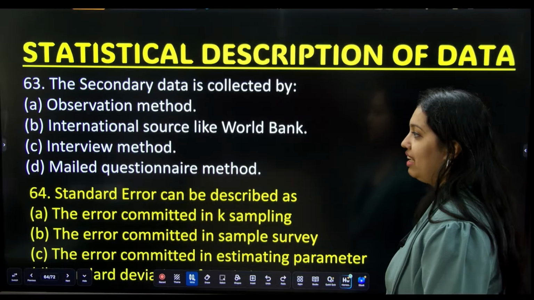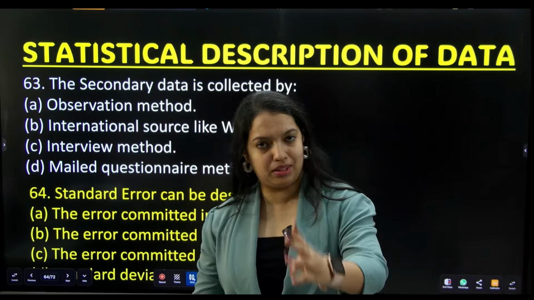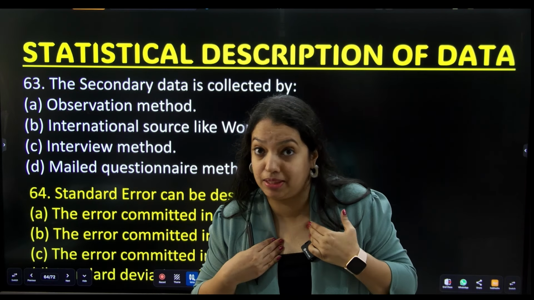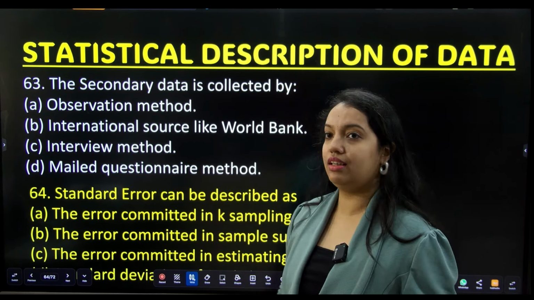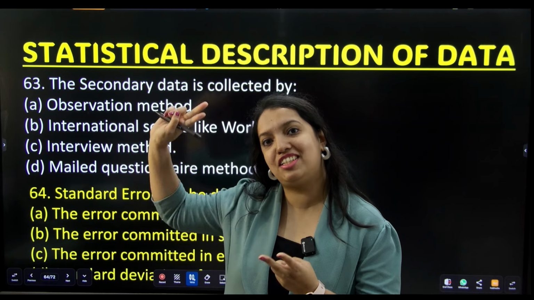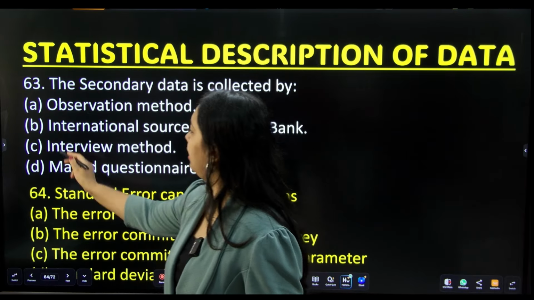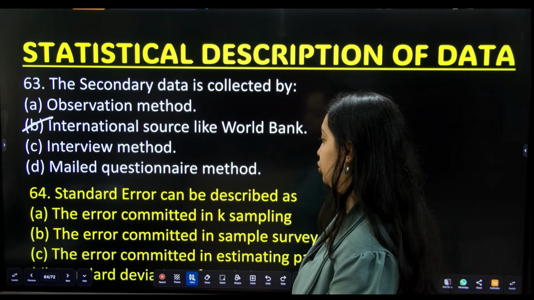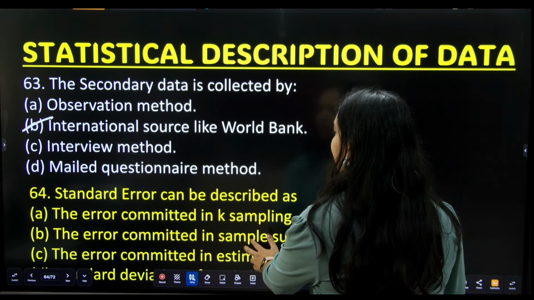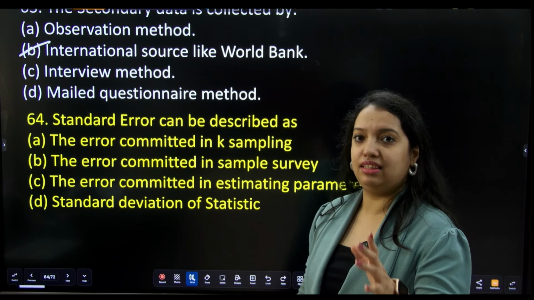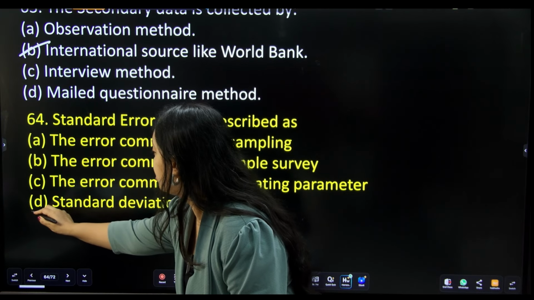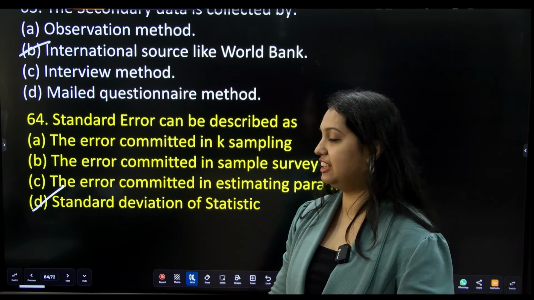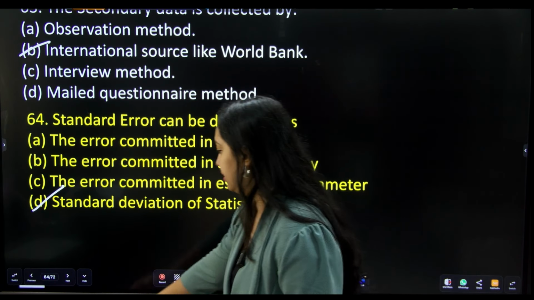Next, secondary data is collected by. There are totally 4 methods to collect secondary data. If I collect the data myself, it is primary data. If someone else collects it, it is secondary data. In secondary data, government can collect it, international source can collect it. So the correct option is option B, international source. Next, standard error can be described as, this is the only question from the sampling chapter. Standard deviation of the sample statistic is known as standard error.